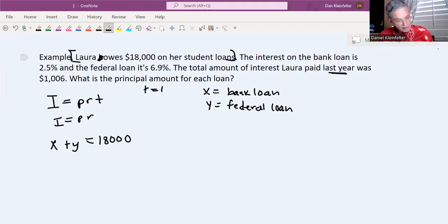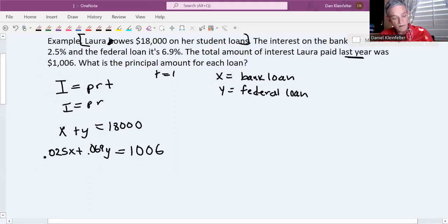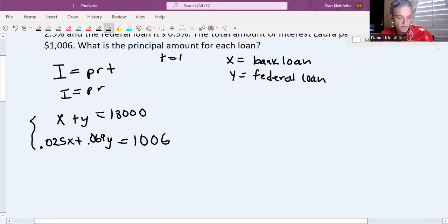The interest on the bank loan is 2.5%, and the federal loan at 6.9%. She paid 1,006 last year in interest. That would be the principal times the rate in each case. So for the bank loan, it was 2.5%, so 0.025x. For the federal loan, it was 6.9, so 0.069 times y. Okay, so that is our system of two equations.